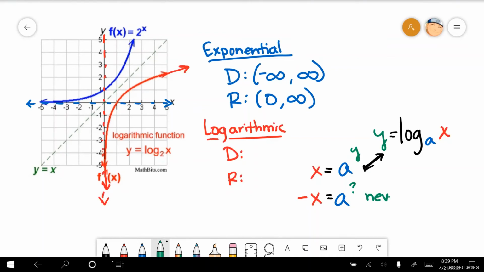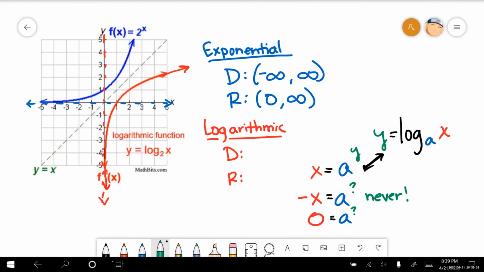So the answer to this is never, right? There is no exponent that would yield a negative number from a positive one. That just doesn't happen. Okay, so no negative x's, that's fine. How about 0? What exponent of a would yield a 0 as the output? And again, hopefully you guys are answering nothing.